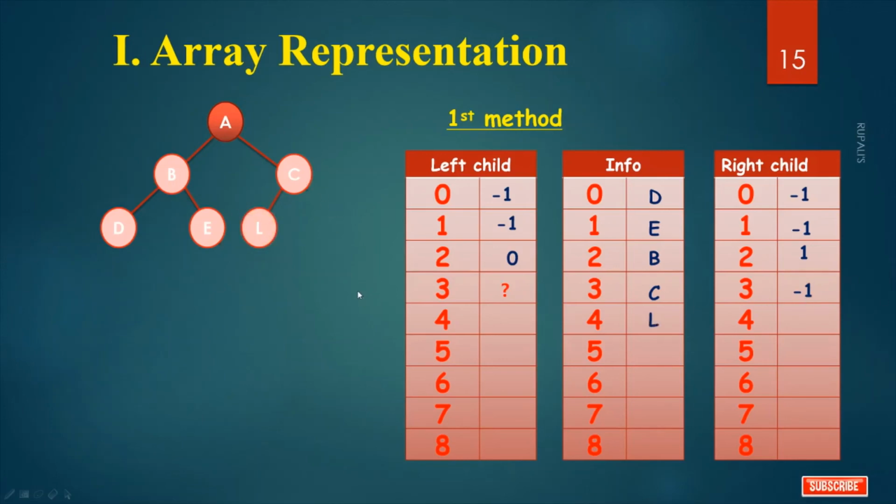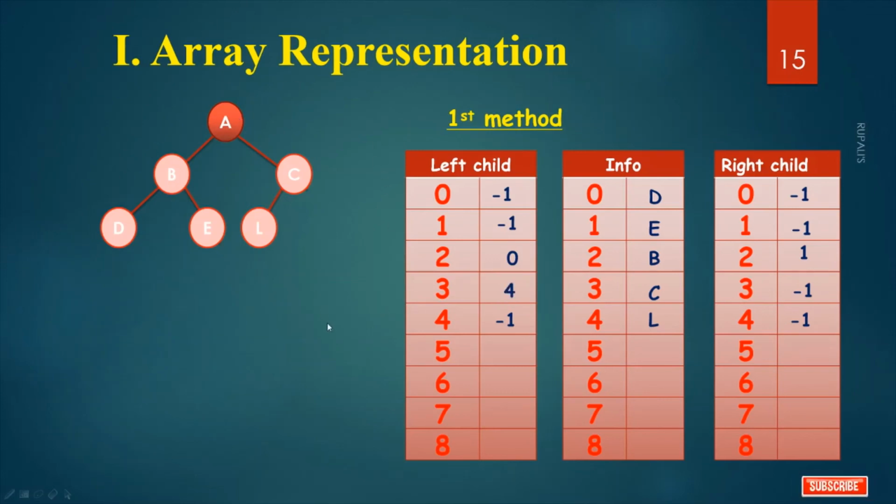Now L. Right of L no node, left of L no node. So both are -1. Now what is the index for L? It is 4. So left of C, in place of the question mark, you have to give the index of L, it is 4. So remove this question mark and insert 4 here.